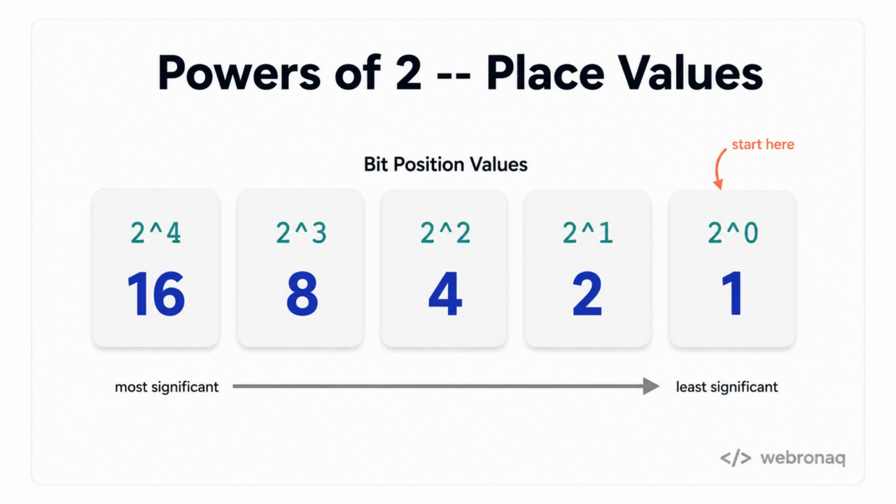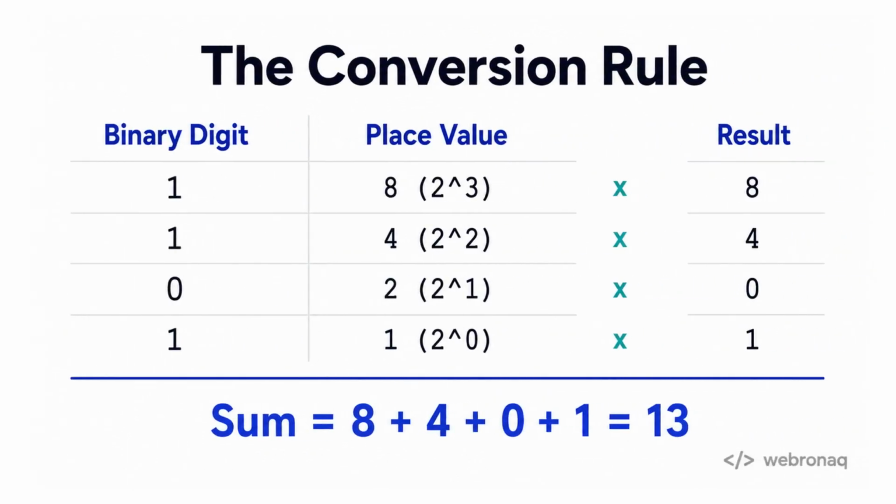So 2 to the 0 is 1, 2 to the 1 is 2, 2 to the 2 is 4, 2 to the 3 is 8, and 2 to the 4 is 16. The key habit to build right now is always reading binary from right to left when you assign place values. The rightmost digit gets the smallest power. Once these values feel familiar, the conversion method practically builds itself. Now let me show you the method.